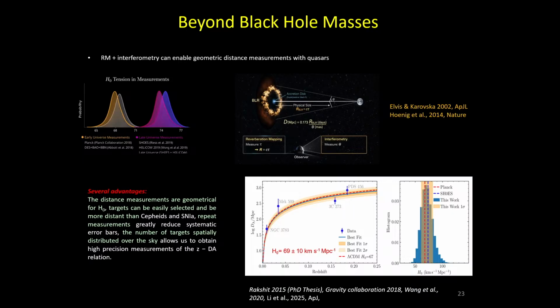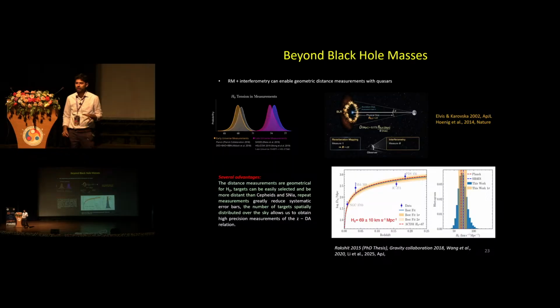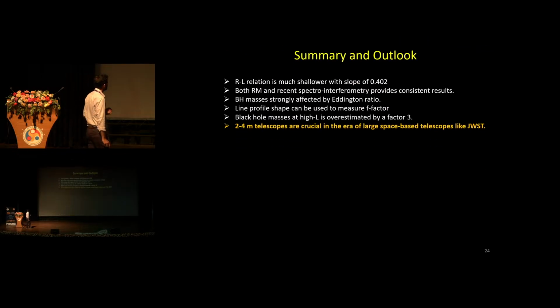So this has been done for all these interferometric objects, about 5 of them. And we found a relatively promising H naught of 69 kilometers per second per megaparsec. Obviously, you can see the error bars are very large actually. But we think that with hundreds of AGN, let's say 100 AGNs, we can address this.